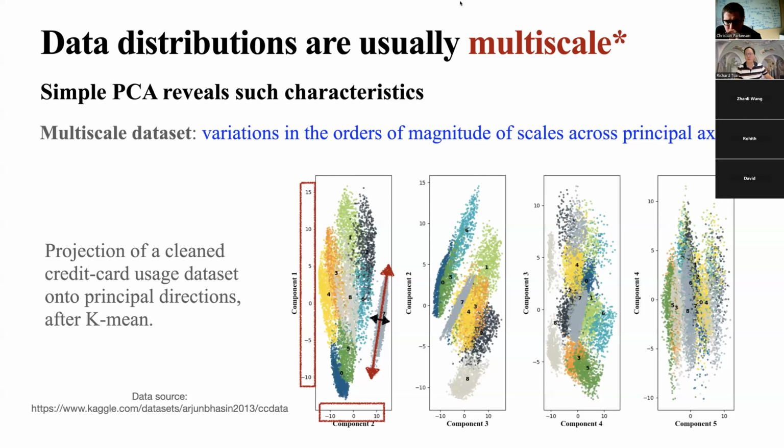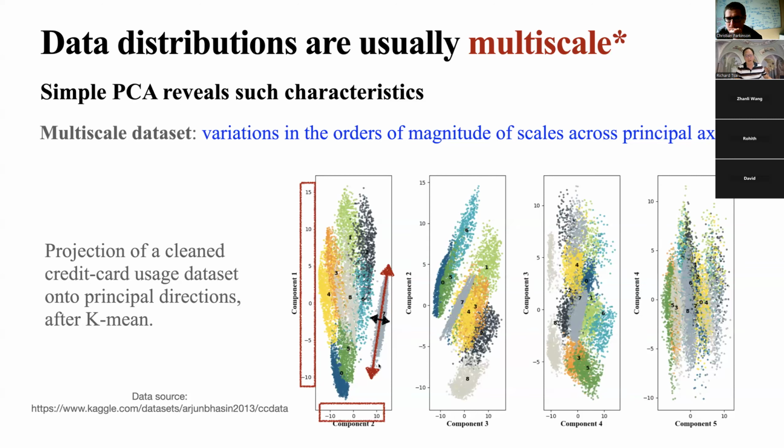And let's see whether we can observe this kind of multiscale assumption in some more realistic data. So this is a credit card data set. They're cleaned up, and then they are doing k-means, so you know which group. So their different groups are colored differently.